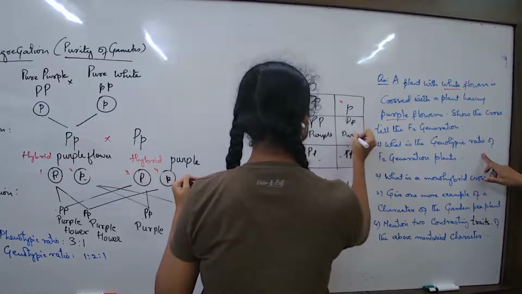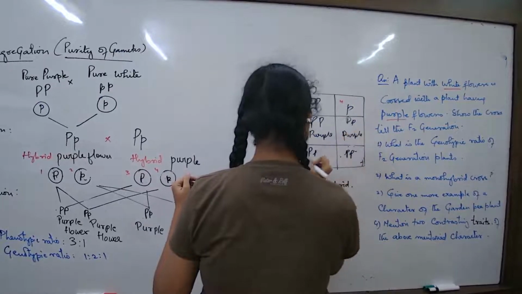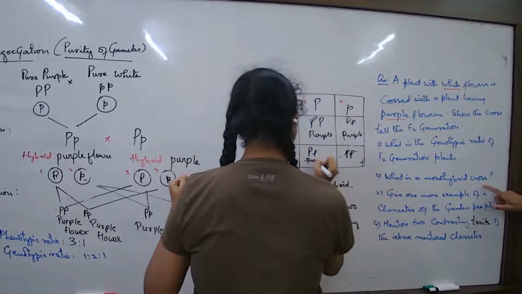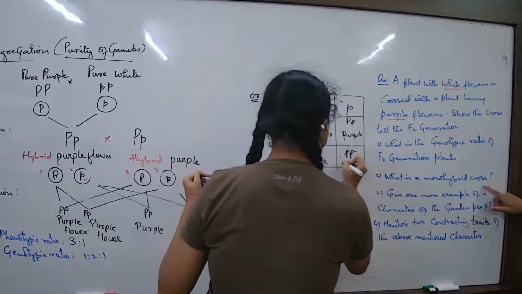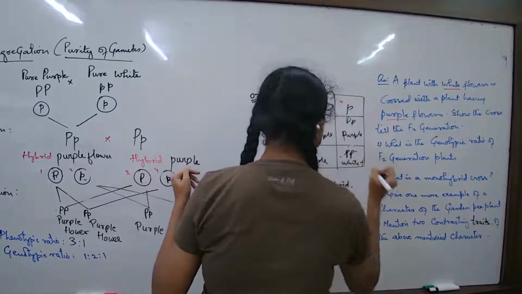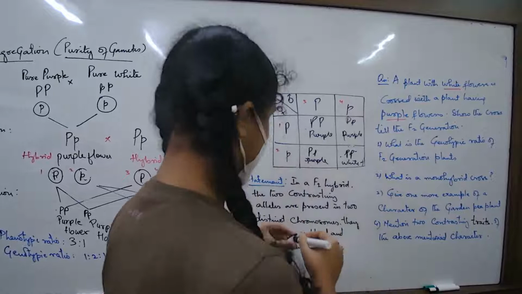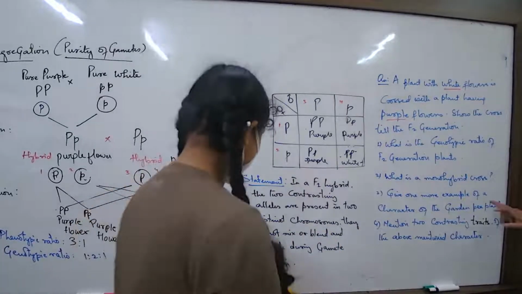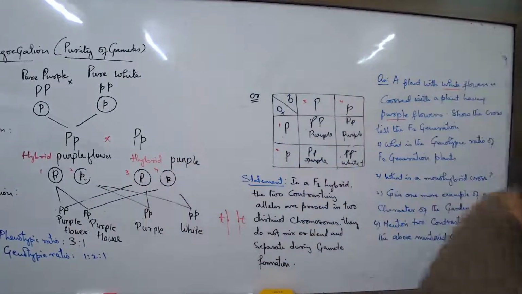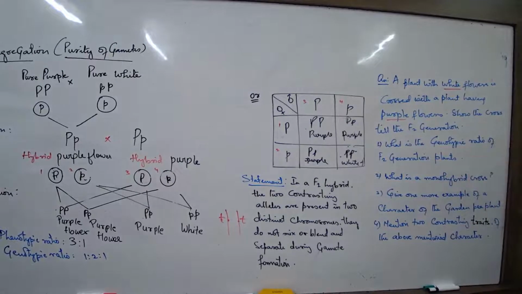Are you sure about the answer? Yes. 1:2:1. Yes. Monohybrid cross क्या लिखना है? Cross in which only one character is studied. The crosses in which only one character is studied. ठीक है? Give one example of a character. अलावा इससे एक और character.